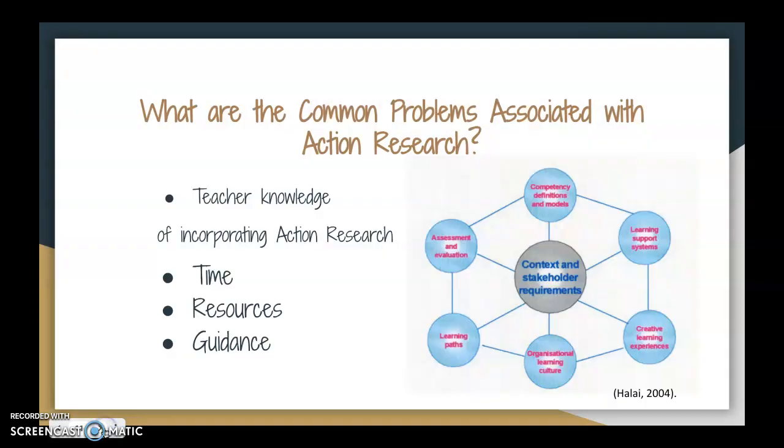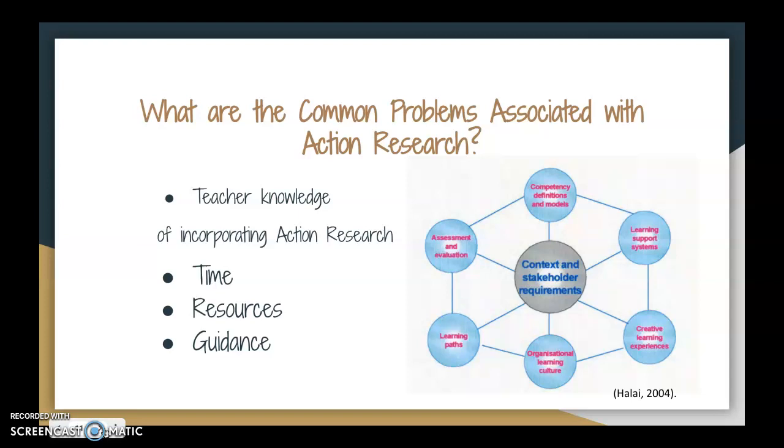What are the common problems associated with action research? The first one, teacher knowledge of incorporating action research. They find themselves thinking, when, how, where do I start? What if I go out of order of the steps? And do I have a mentor to help me conduct action research to the best of my ability?